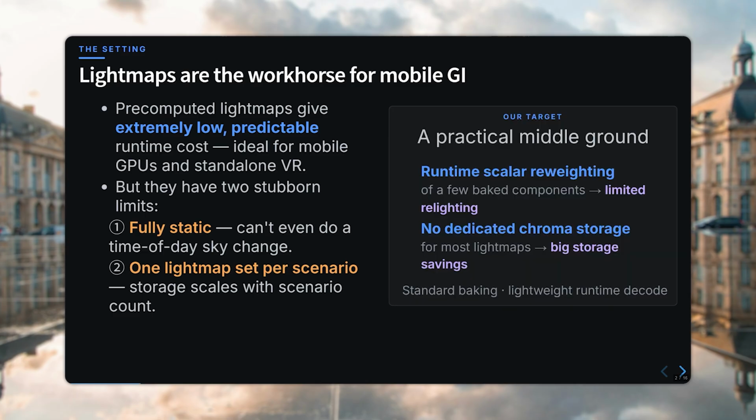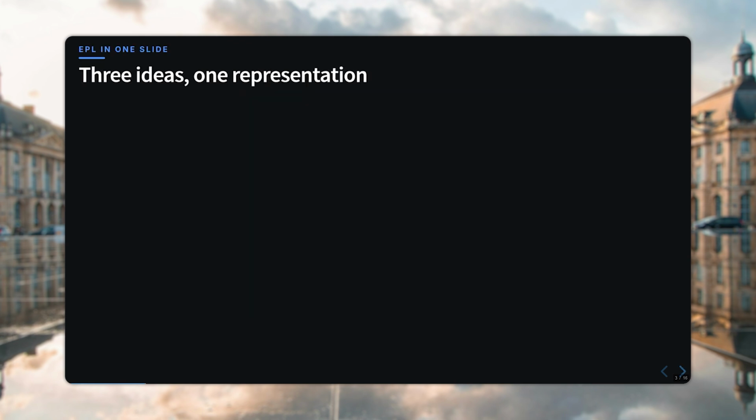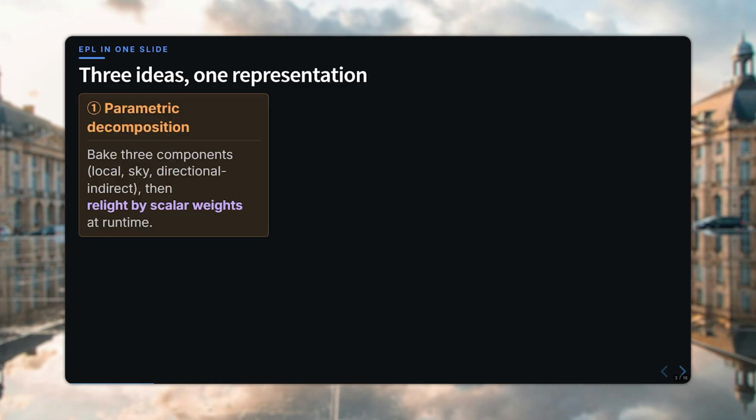So what we're aiming for is a practical middle ground. We want a bit of runtime relighting plus big storage savings, and we want all of that without ever leaving the standard light map baking pipeline. EPL really comes down to three ideas, and we combine them into a single representation. The first idea is what we call a parametric decomposition. We bake three separate components: local, sky, and directional indirect. And then at runtime, we just relight them with scalar weights.